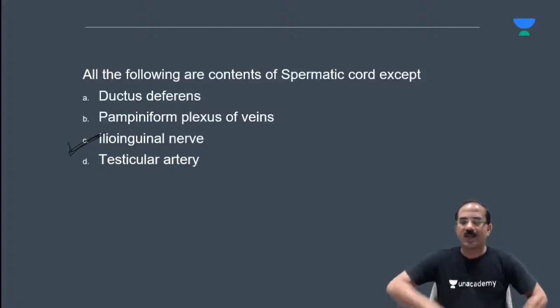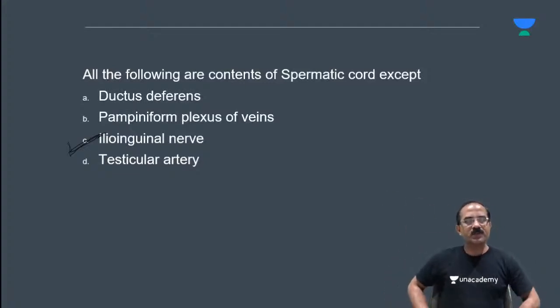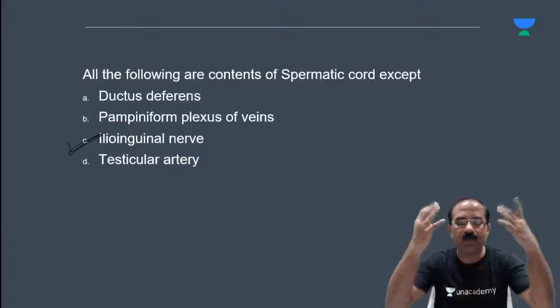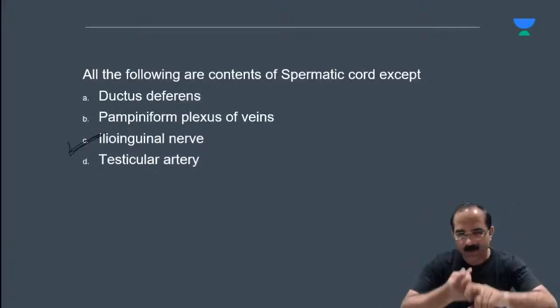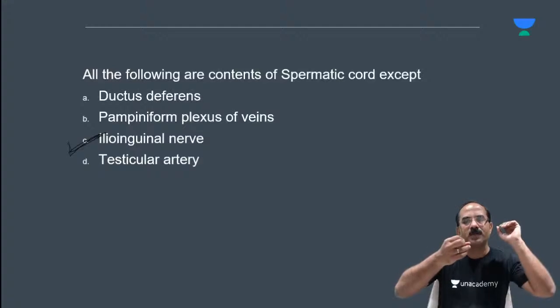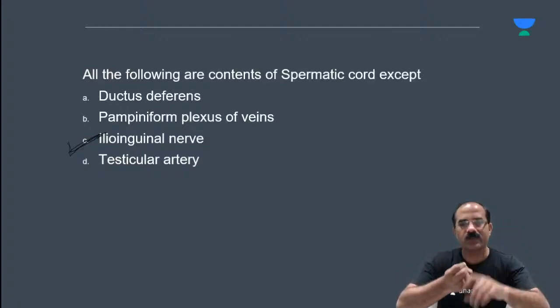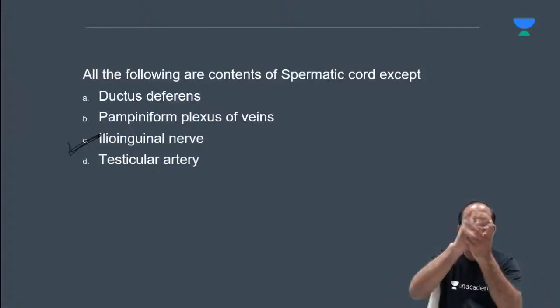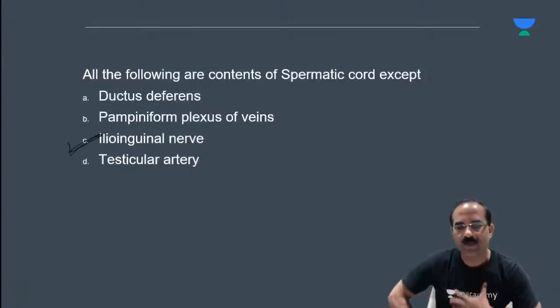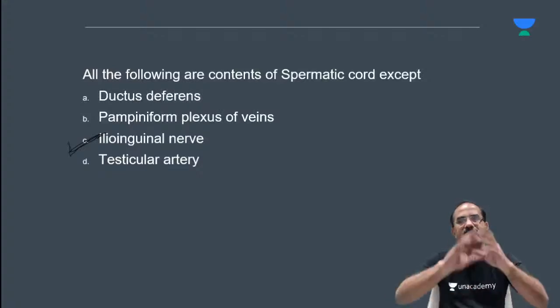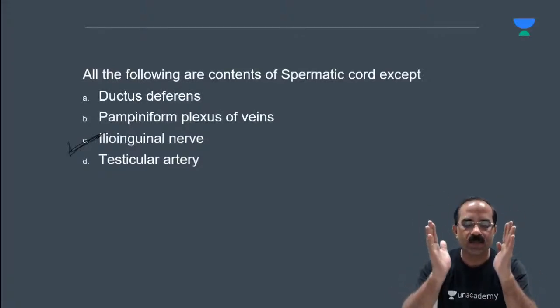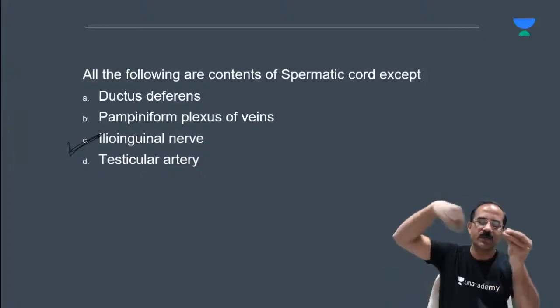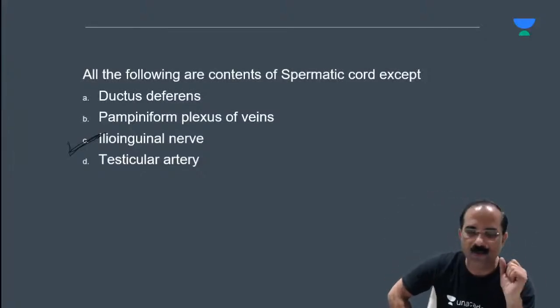That's ilioinguinal nerve. So what are the contents of spermatic cord? One is the vas deferens, the main content, the artery to the vas, testicular artery, cremasteric artery. There's a plexus of veins. What's that? Pampiniform plexus of veins. That's the genital branch of genitofemoral nerve. And there's lymphatics from the testis. All these things are tied together, and this becomes the spermatic cord.